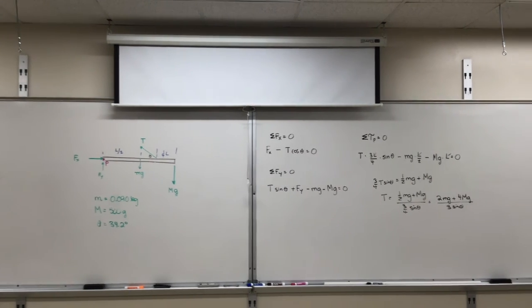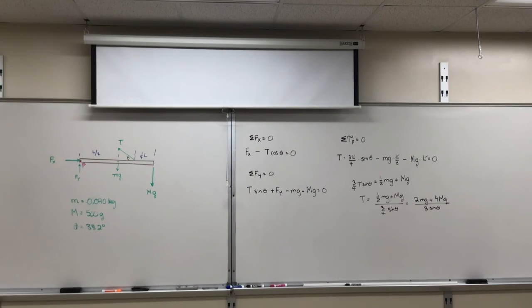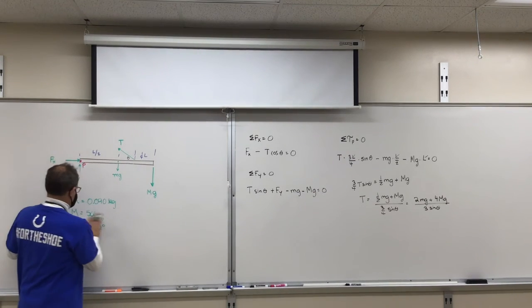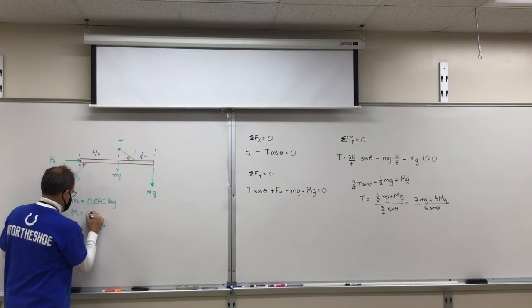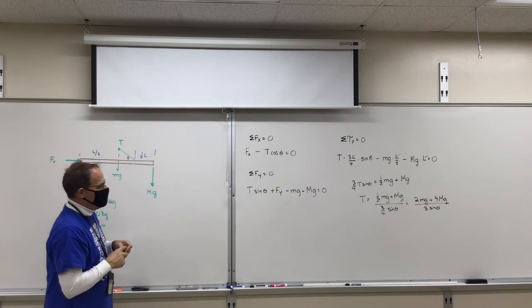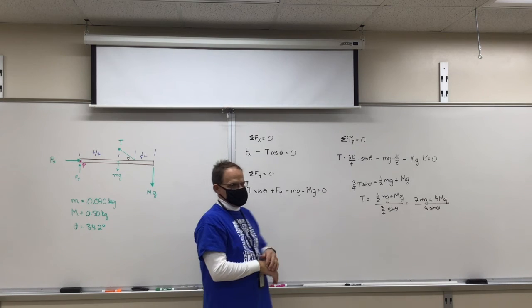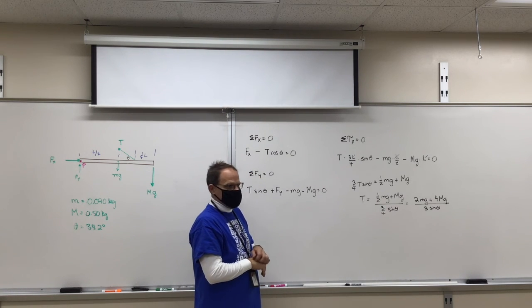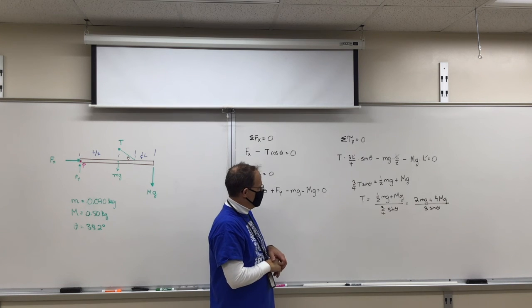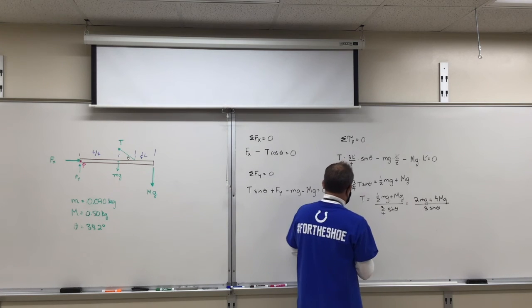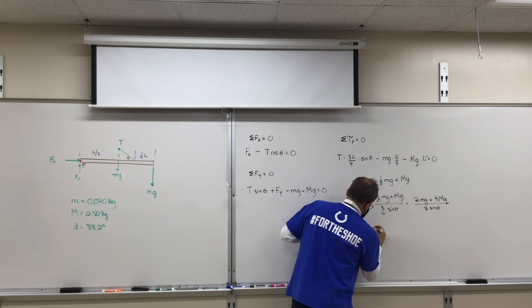Are we doing kilograms or grams? Let's do kilograms. Good point. I mixed my units there. This was 0.50 kilograms. We have to use kilograms in order to get our answer in newtons. So what do you get for a tension T?